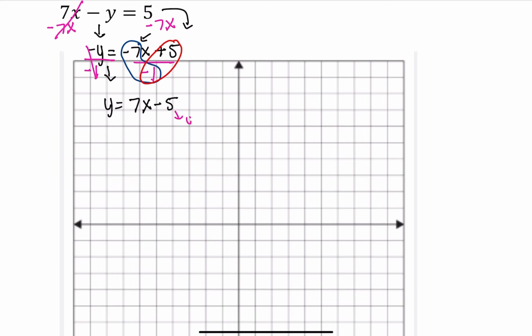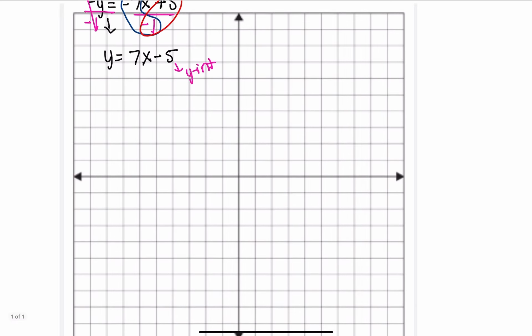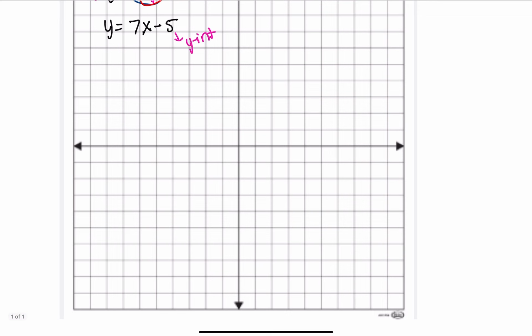This number right here is my y-intercept. So I'm going to go to negative 5. 1, 2, 3, 4, 5, and I'm going to go right here. So this is going to be my y-intercept at negative 5. Now this is going to be my slope. Well, every whole number is over an invisible 1. So I have 7 over 1.